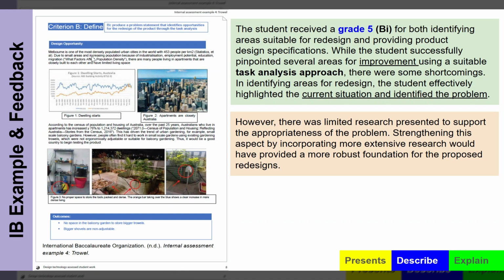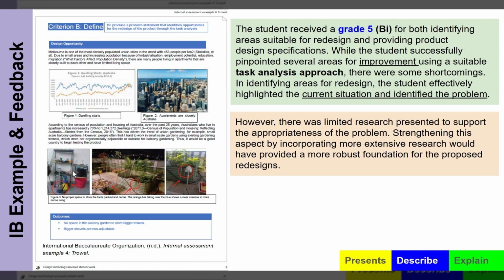So looking at another example here, this is the example for the trowel. The students achieved a grade 5 for identifying areas suitable for redesign and providing product design specifications, while the students successfully pinpointed several areas for improvement using a suitable task analysis approach. I have a bit of an issue with this, and I'll go through it in a minute. There were some shortcomings in identifying areas for redesign. The student effectively highlighted the current situation and identified the problem. Okay, so they used some secondary research here.